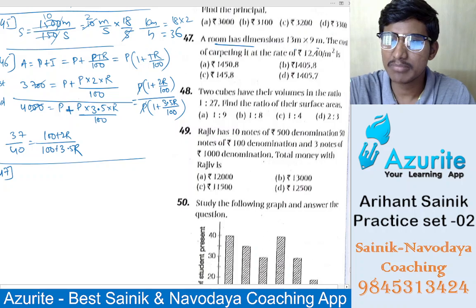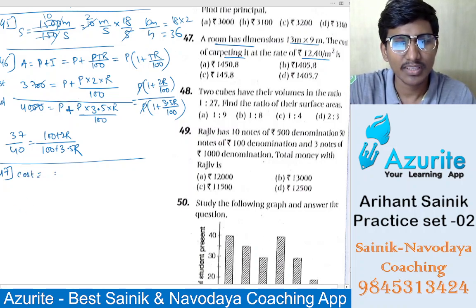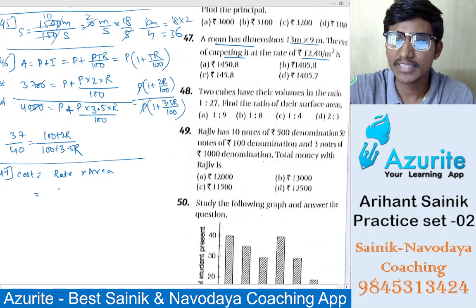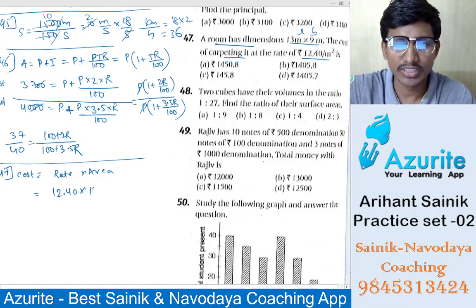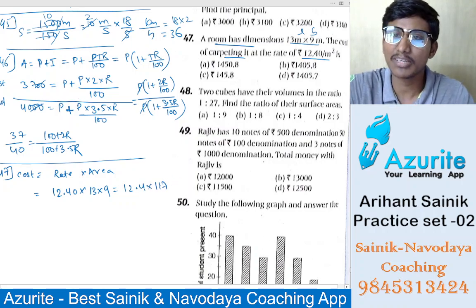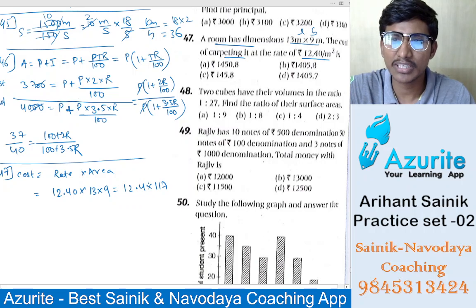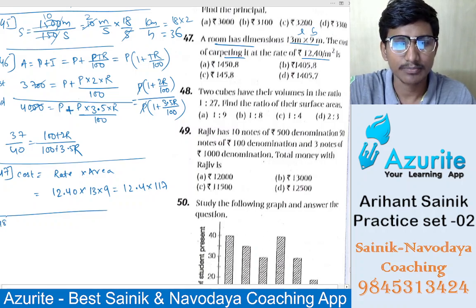The room has a dimension of this much. The cost of carpeting, the rate is given. So how do we find the cost? Rate into area. Rate is how much? That is 112.40, into area. Area is length into breadth, that is 13 into 9. So 13 nines are 117. So 12.4 into 117, if you multiply, you will get the answer. Yes, will you multiply and find? Okay, yes, do it.